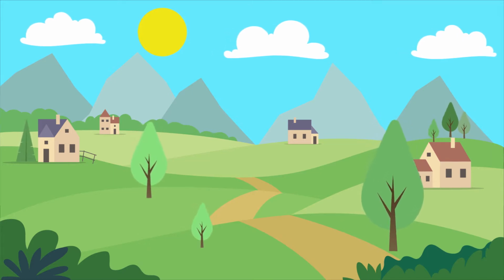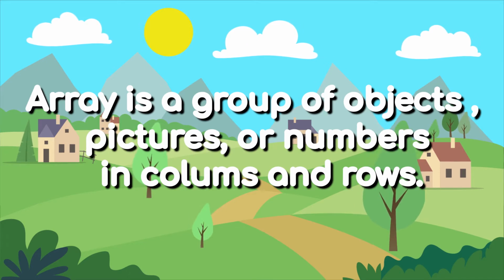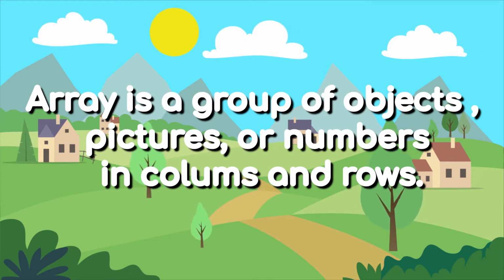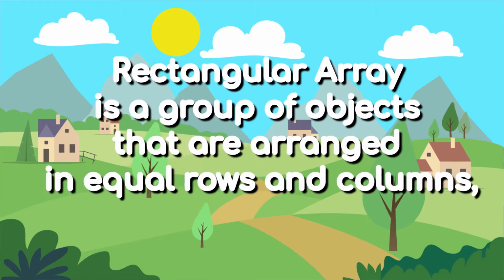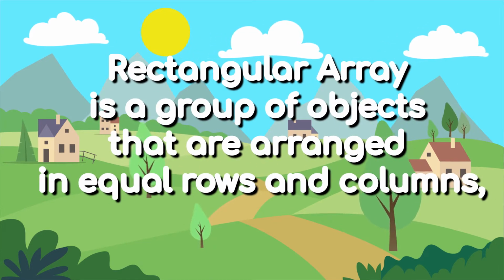So what do you know about array? An array is a group of objects, pictures or numbers in columns and rows. And a rectangular array is a group of objects that are arranged in equal rows and columns.